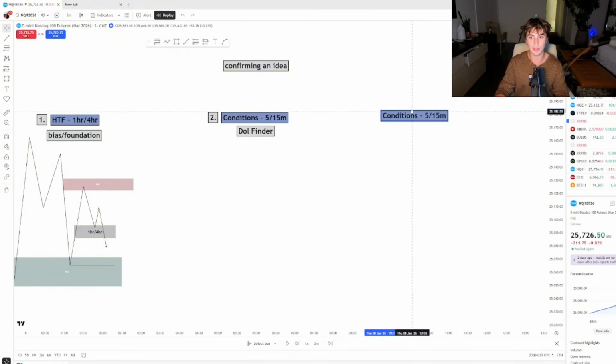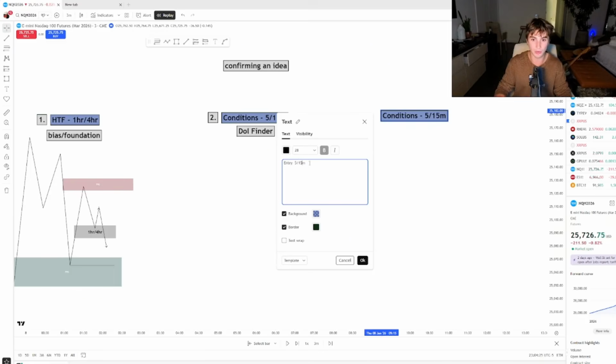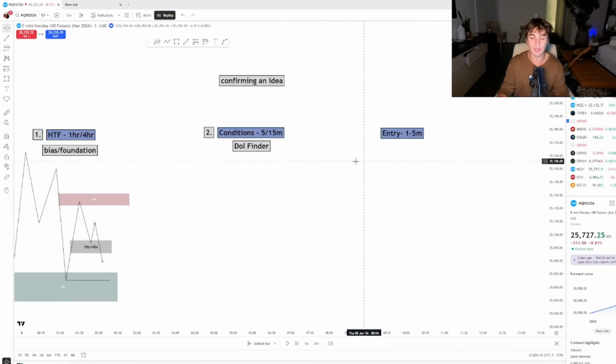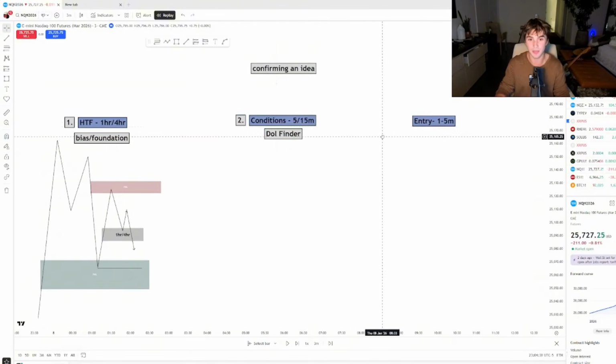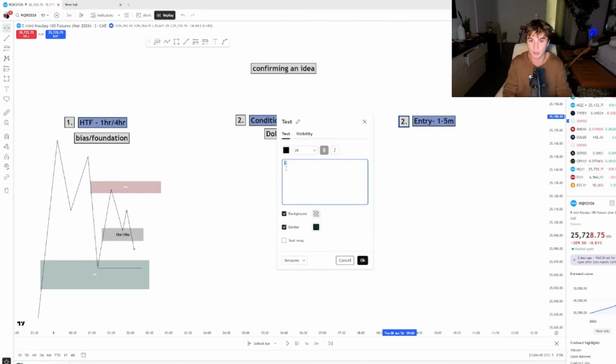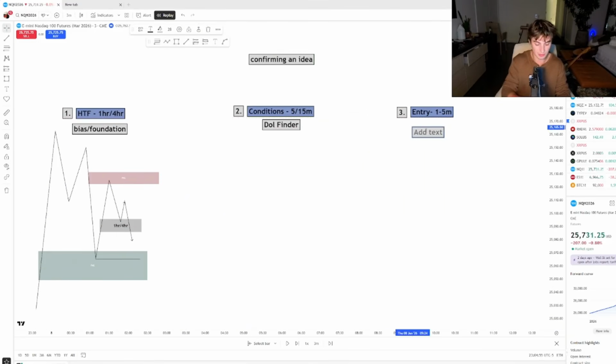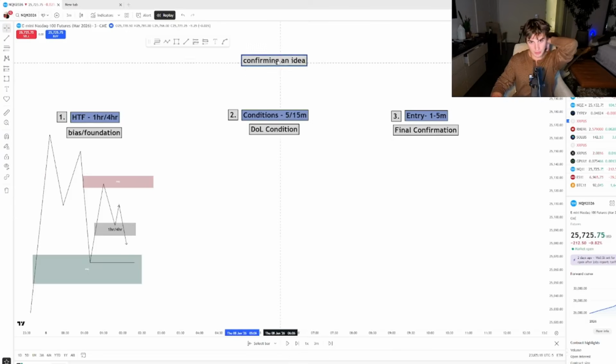And then there's going to be your entry, which is only between the 1 to 5 minute. In this case, notice how I put 1-5 minute, because what I'm saying is I will take an entry on the 1 minute, 2 minute, 3 minute, 4 minute, 5 minute. I don't care what time frame it is. If it's within those 5 time frames, I will take an entry, but I will never take an entry on the 6 minute. I will never take an entry on the 9 minute. I won't take an entry on the 15 minute. 5 minute is the highest time frame entry that I will go. And so this is the final confirmation. This is how we confirm an idea.